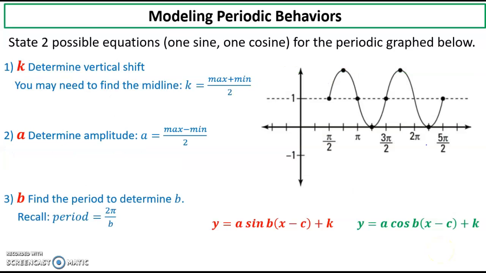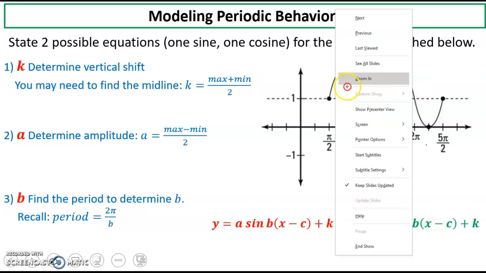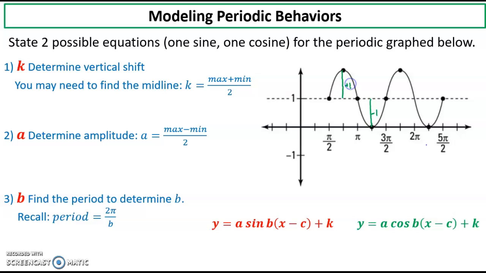Okay, let's look at this one. The one thing that we had talked about in class, or maybe we didn't talk about, is your height has to be symmetrical. So if I look, here's y equal to 1. To get down to my x-axis, I move down 1 unit. So above the midline, I have to move up 1 unit. So it verifies, even though it's not written, that my y value is equal to 2. So my maximum plus minimum divided by 2, my k value is 1. That verifies our dotted line here.